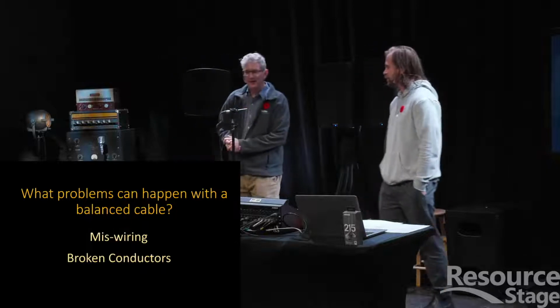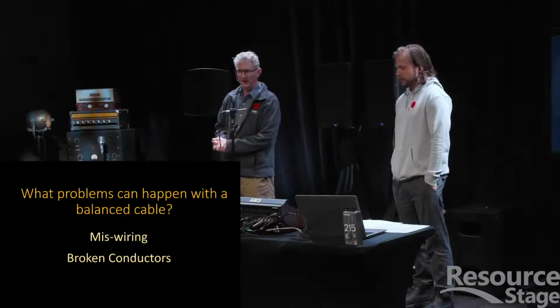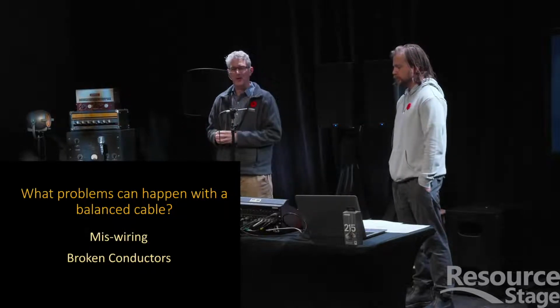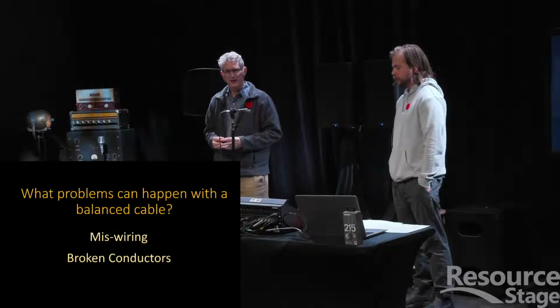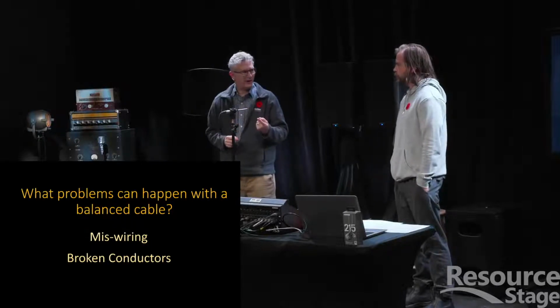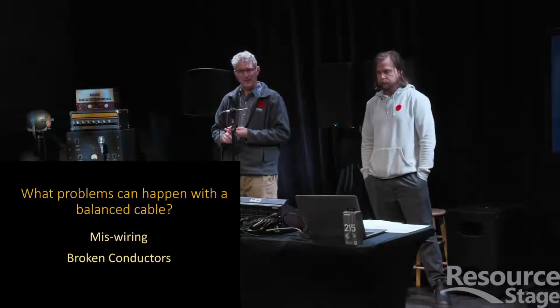So we can run into a lot of different problems with cabling, with balanced cabling particularly, unbalanced as well. But with balanced cabling, we can have two different types of problems. One is a miswiring problem, and the other is a broken conductor. And what happens when you have either one of those problems? We're going to talk about miswiring first.